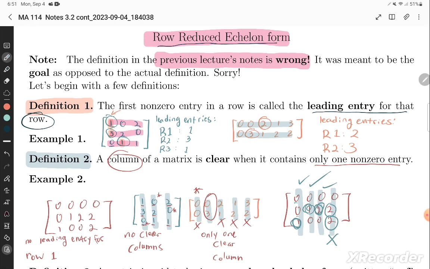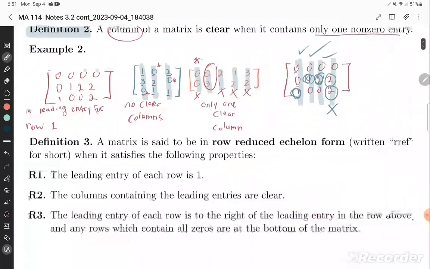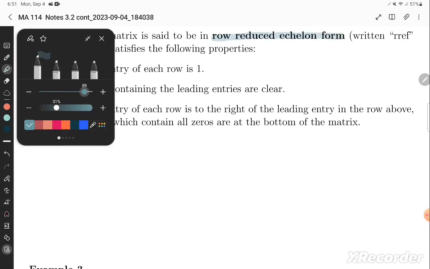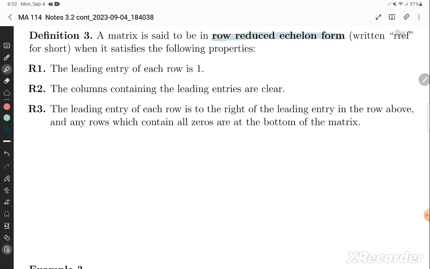So I hope this is kind of making sense, and you can see what it means for a column to be clear, what it means to have a leading entry for a row. And the reason we're bringing these definitions up now is because we want to talk about the true definition for row-reduced echelon form. So a matrix is said to be in row-reduced echelon form, sometimes written just RREF, when it satisfies the following three properties.